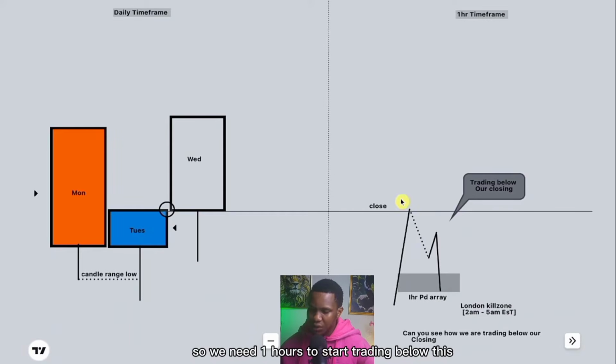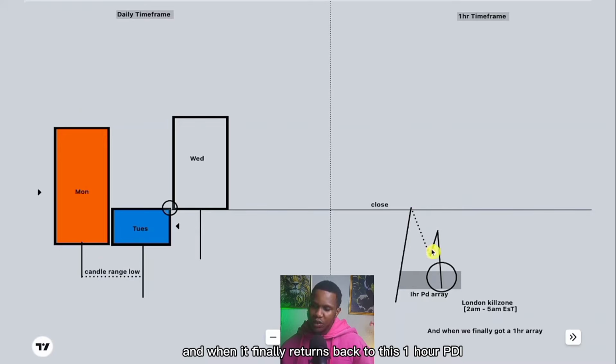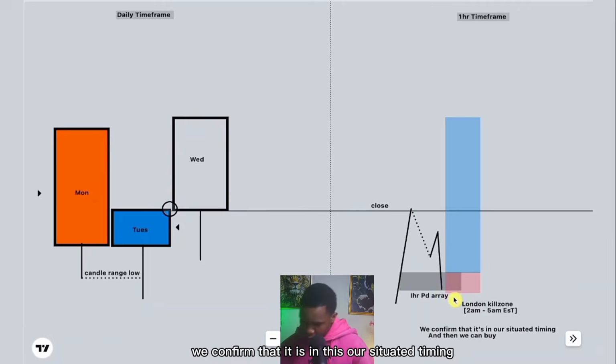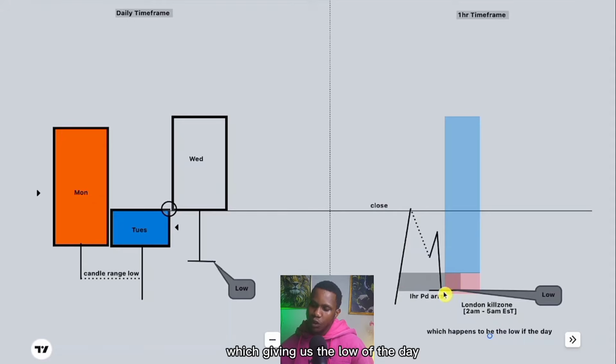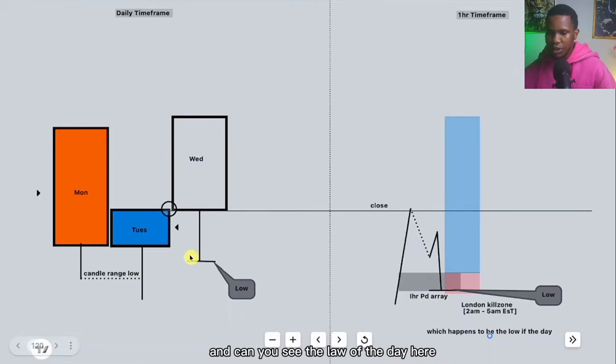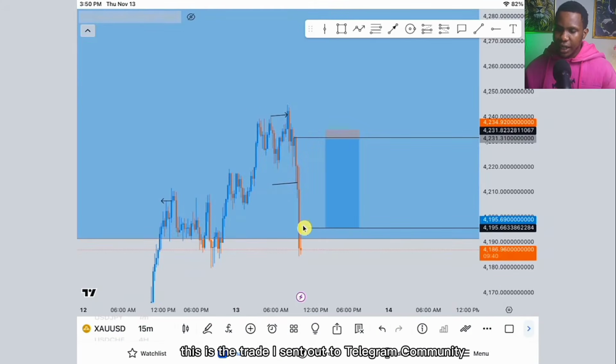So we need 1 hour to start trading below this our closing price, and when it finally returns back to this 1 hour PDRA, we confirm that it is in this our situated timing, and we can buy to the upside, giving us the low of the day. And can you see the low of the day here? This is a trade I sent out to Telegram community.